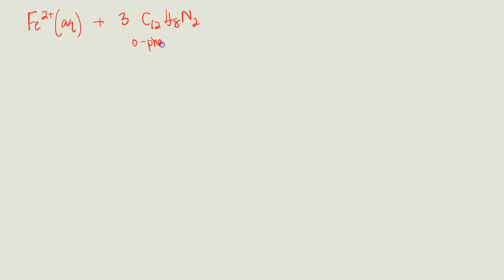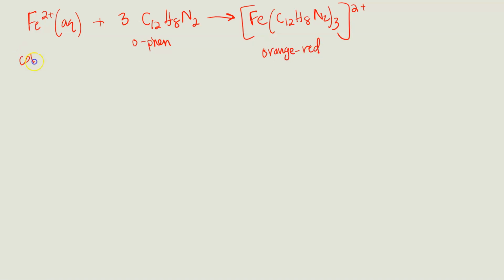I'm going to write O-phen for O-phenanthroline. And when it reacts, the iron will stick with 3 of the O-phenanthrolines, which are neutral. So at the end, this solution is an orange-red color. This is colorless. And this is colorless. So the instrument cannot measure the iron 2 ion. It cannot measure the O-phenanthroline because our instrument only measures visible colors.